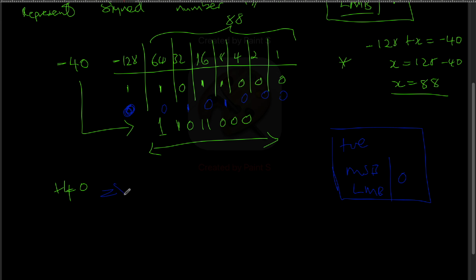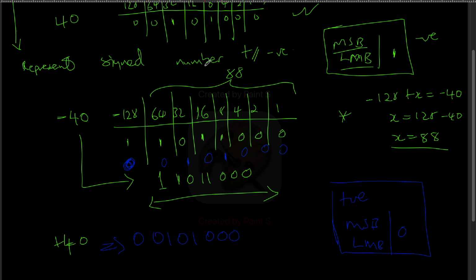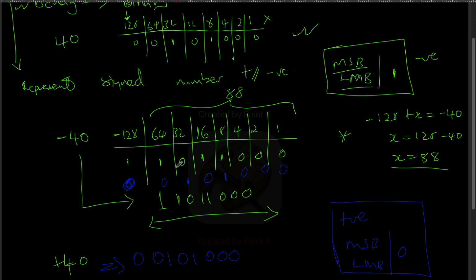So positive 40 is going to come through as 0, 0, 1, 0, 1, 0, 0, 0, because I only need 32 and 8. Check this out. The same number that I got here is the same number that I had here: 0, 0, 1, 0, 1, 0, 0, 0. So that's basically what you have. A positive number's two's complement is the same as its primary binary number. That's basically what we have. So that's basically how you convert numbers to their two's complement.